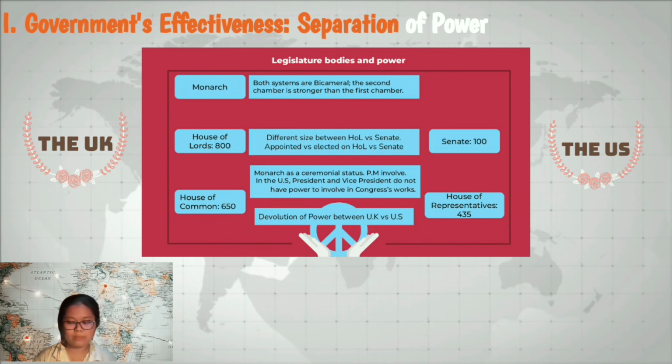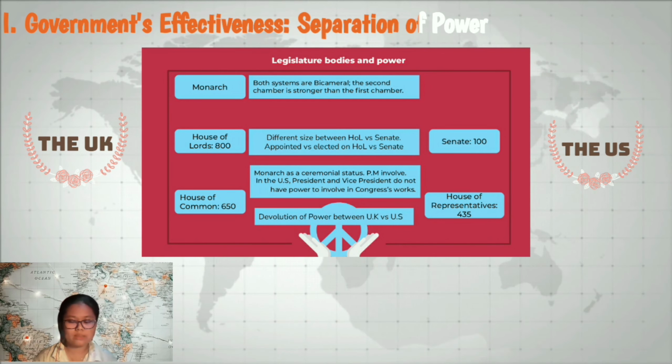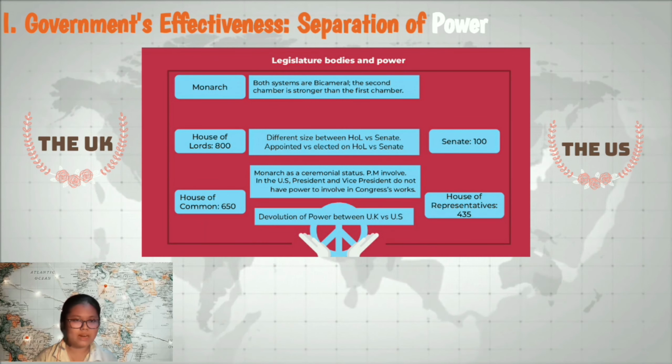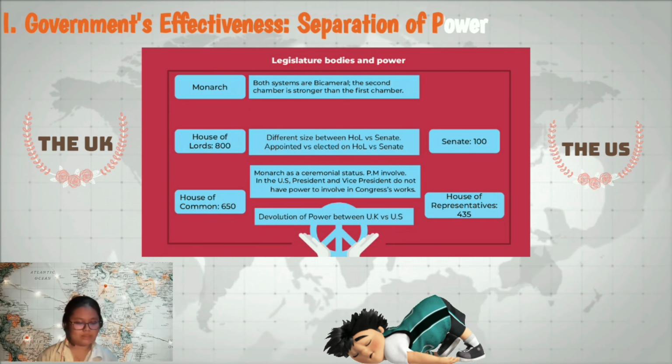But the thing is that the power they have is that the UK can remove the prime minister through a vote of no confidence, while in the US, even though the Congress has power, they cannot remove the president from office unless there is an impeachment. But impeachment needs a two-thirds majority in the Senate, if the president is found guilty of committing a crime.